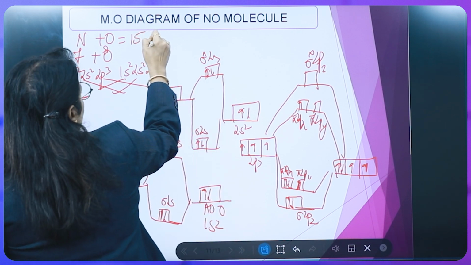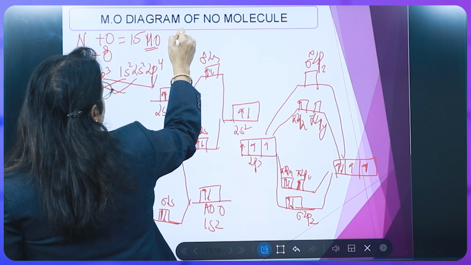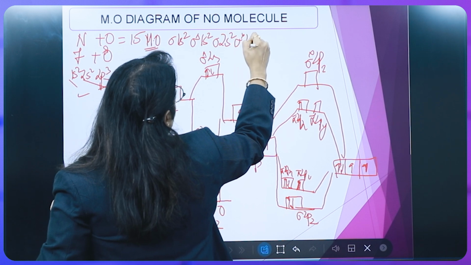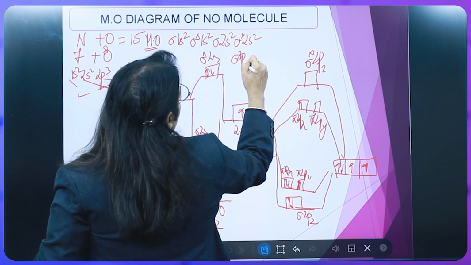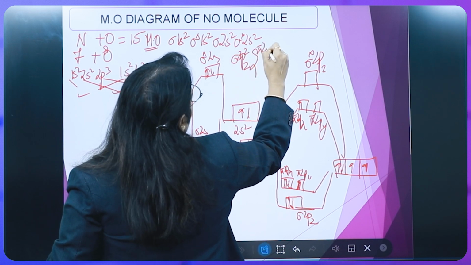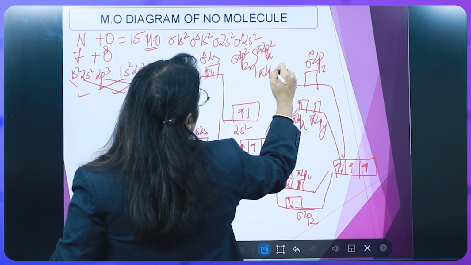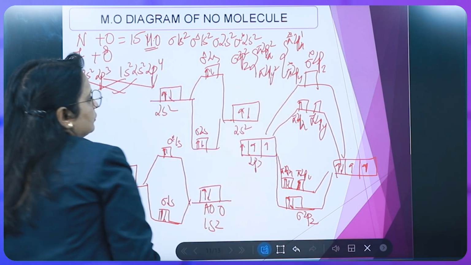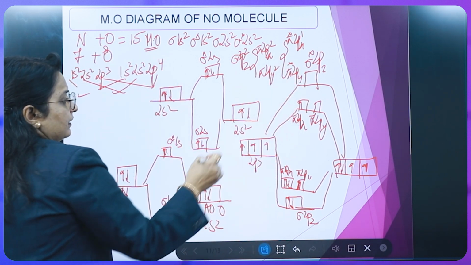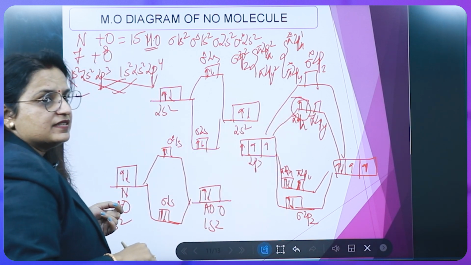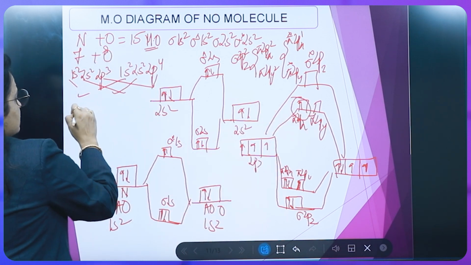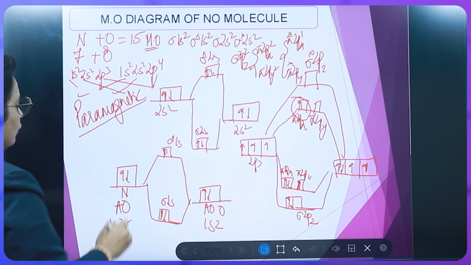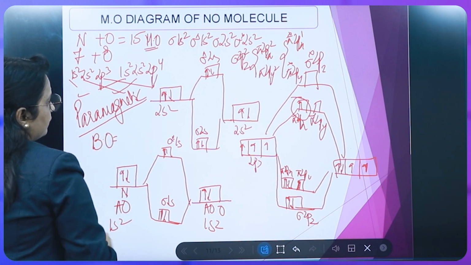Now if I write the MO configuration of this molecule, it is sigma 1s2, anti sigma 1s2, sigma 2s2, anti sigma 2s2. Now look at this: sigma 2pz2, pi 2px2, pi 2py2, and in this case we have one electron present in either anti pi 2px or anti pi 2py. So from the MO diagram you are clear that because there is one unpaired electron present in the anti-pi orbital, this molecule is paramagnetic in nature.